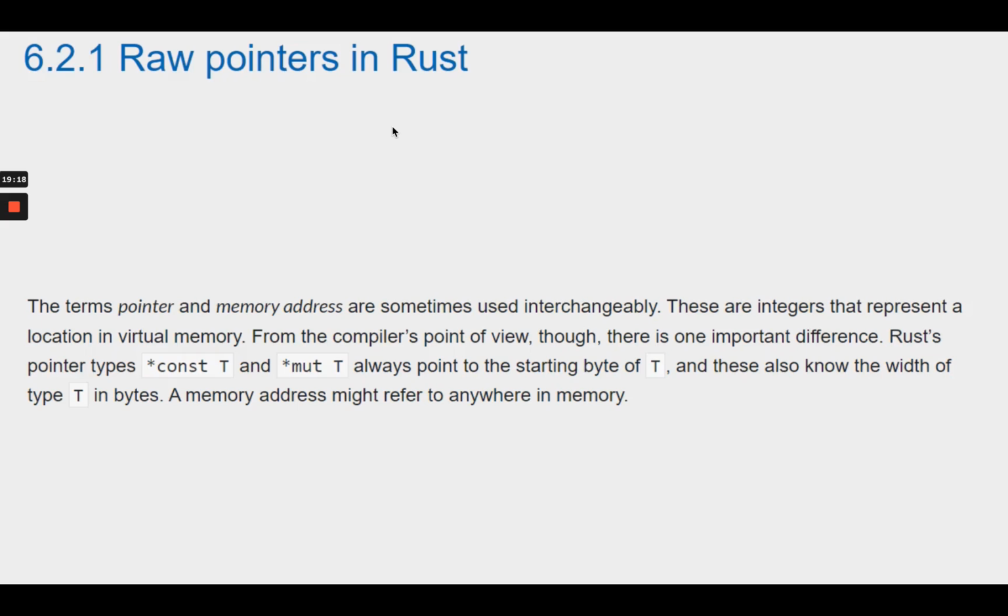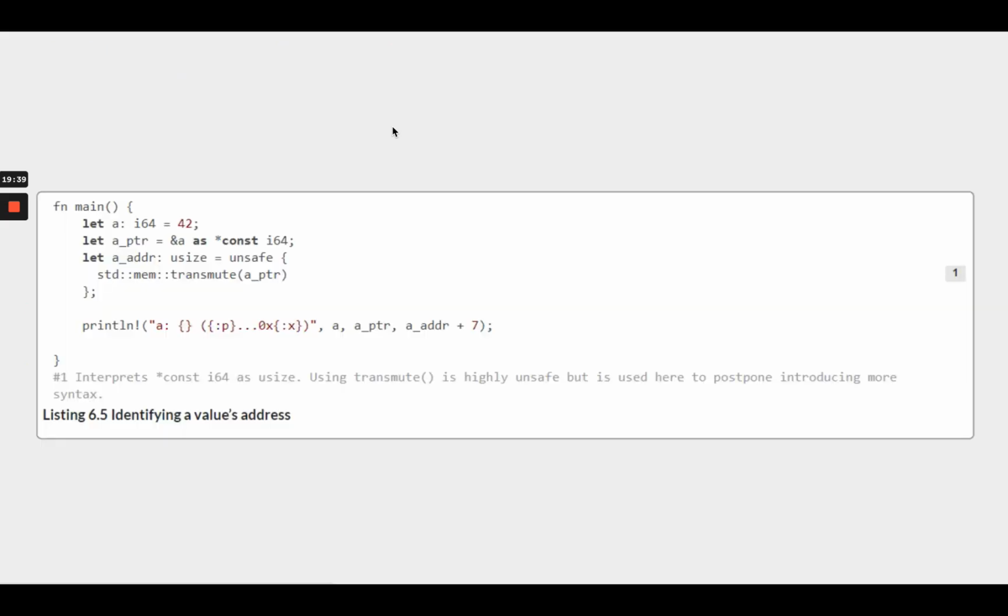From the compiler's point of view, though, there is one important difference. Rust pointer types, *const T and *mut T, always point to the starting byte of T, and these also know the width of type T in bytes. A memory address might refer to anywhere in memory. An i64 is 8 bytes wide: 64 bits divided by 8 bits per byte.